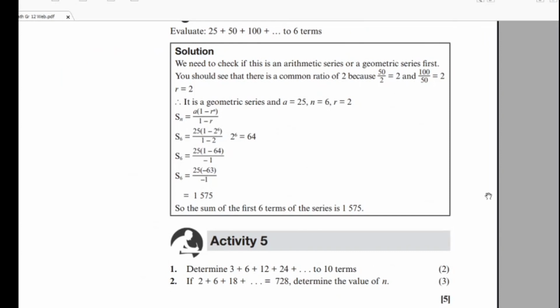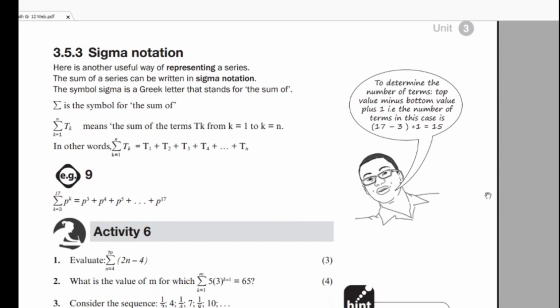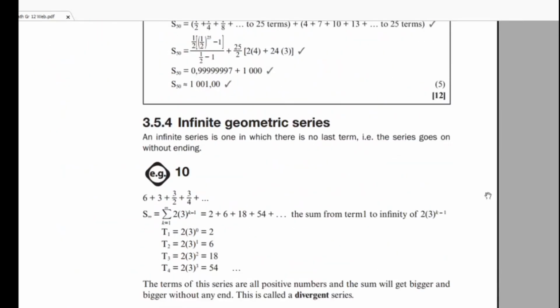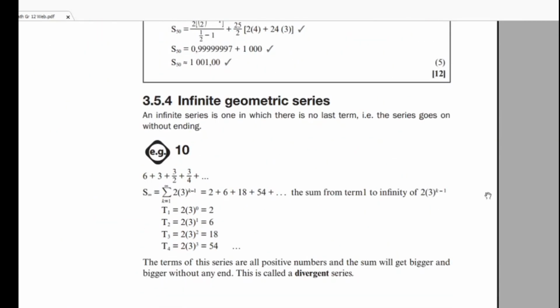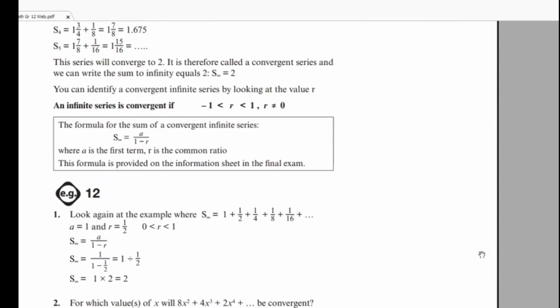Okay, now there's sigma notation and there's infinite geometric series. So I think it's enough learning for this video. I'll create separate videos discussing sigma notation and infinite geometric series. Okay, yeah, I think that's it for now.